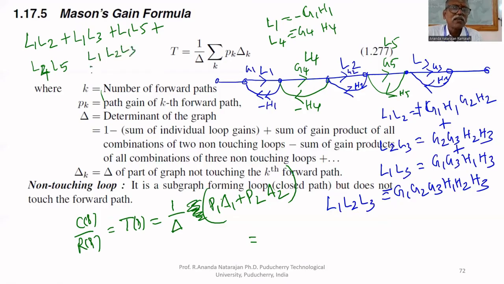L1, L2, L3, L1, L2, L4, L1, L2, L5. But no need to consider these two because L1, L2 are already touching. Why should we consider them? We have to use our IQ. That is the drawback with this system: we cannot use it as a formula. It is a thumb rule, not a formula. So Mason's gain formula is a thumb rule, and if you miss something, the answer will be wrong.